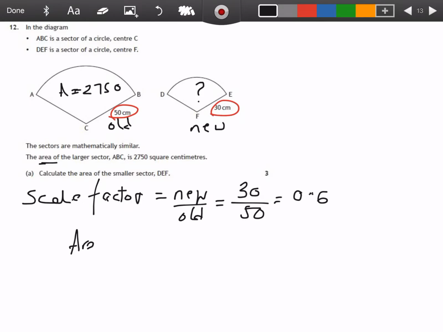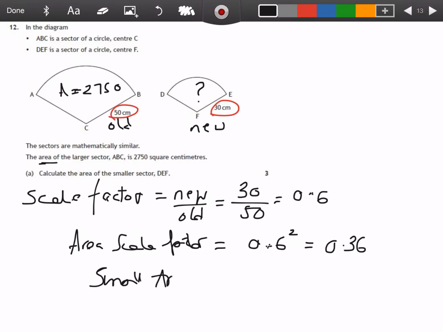Okay, now it's an area scale factor question. You don't need to write down the area scale factor. You can go straight on to work out the area of the small one, as long as you show your working. There's something we need to do with this scale factor first before we simply multiply it by 2750. We actually need to square it. Okay, and as I said, you can do this in the one. Okay, so that means that the small area is actually 0.36 times the size of the large one.